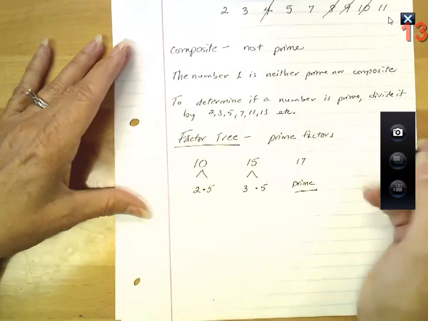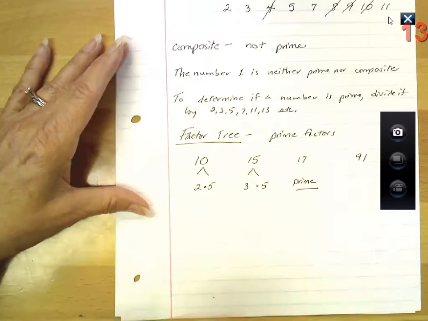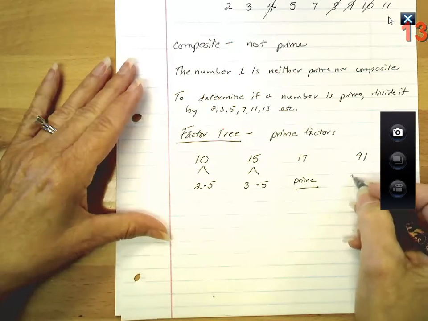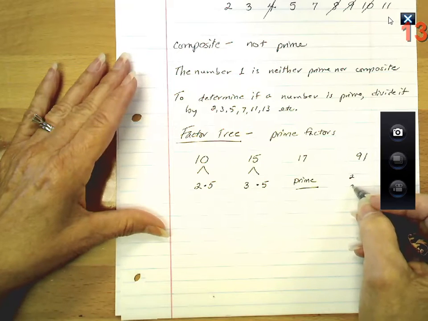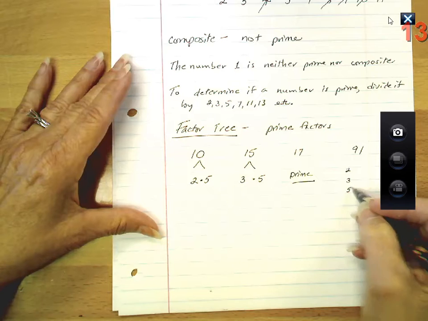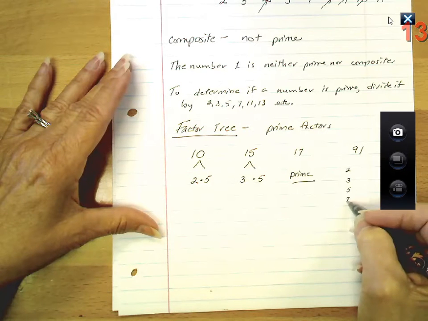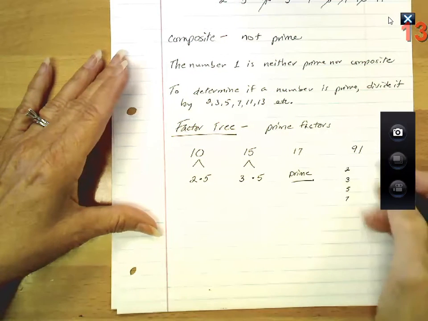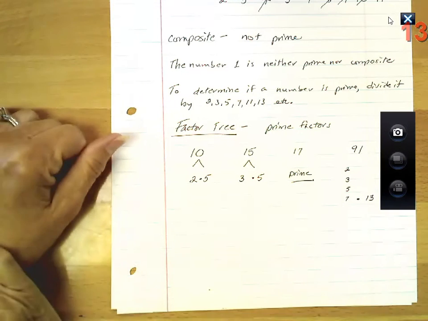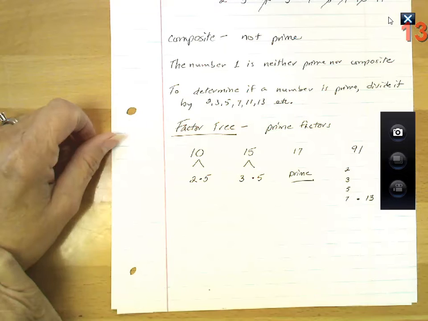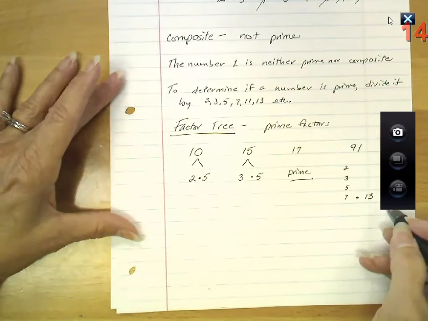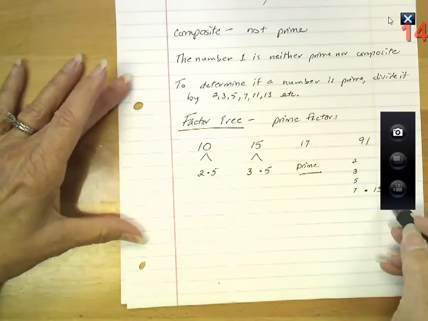If you have something like 91, that looks like it might be prime, but you have to try them all. Try 2, that won't work. What about 3? A 5? A 7. Yes. So 7 times 13 is 91. You look at it and you think that's prime, but you've got to try them to make sure. You can use your calculator, whatever. So those are the prime factors of that.